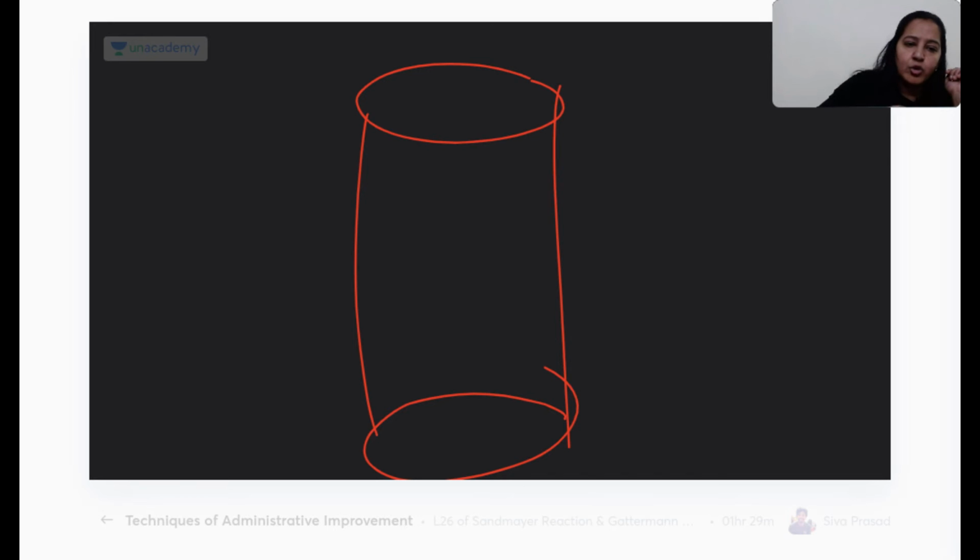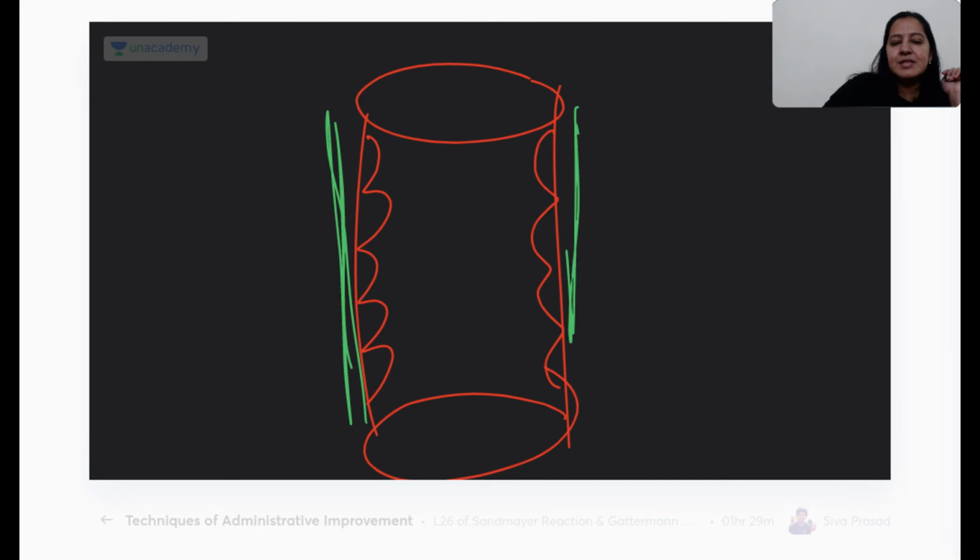Intima, there are two layers. Endothelium, which is lined by endothelial cells, and subendothelium, which contains collagen fibers. This is intima. Contains two layers. Then there is media.